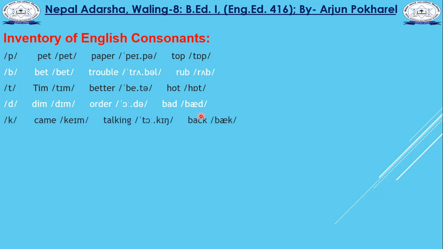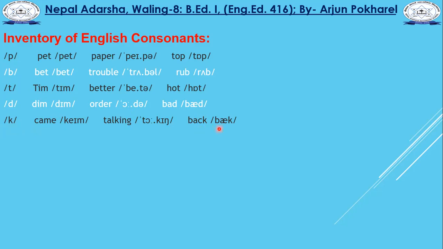The inventory, the ka sound. Now see, the alphabet is c, but the sound is ka. C-A-M-E, but it is came. Talking, talk, ka. And this one is back.